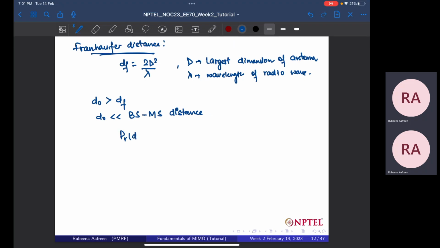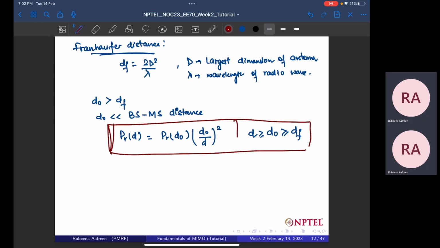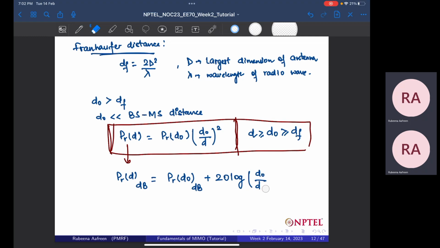So when we write power at any distance d equals power at a reference distance d naught into d naught upon d whole square, what we assume is that d is greater than d naught and this d naught is greater than the Fraunhofer distance. So converting into dB form, what we can say is that received power in dB equals power at the reference distance in dB plus 20 log of d naught upon d.